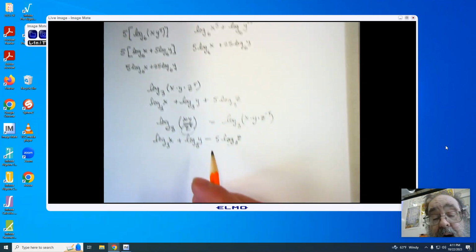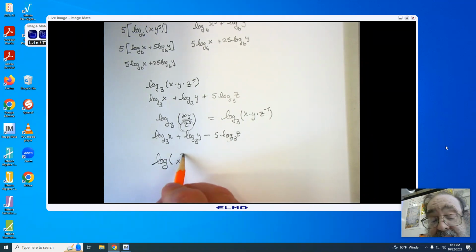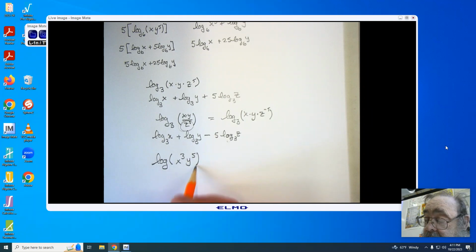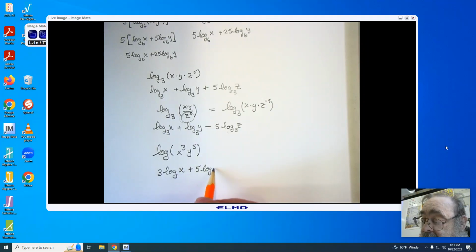All right, let's take a look at our third problem. Log base 10 of x cubed y to the fifth. When we expand, we're going to have 3 log base 10 of x plus 5 log base 10 of y.